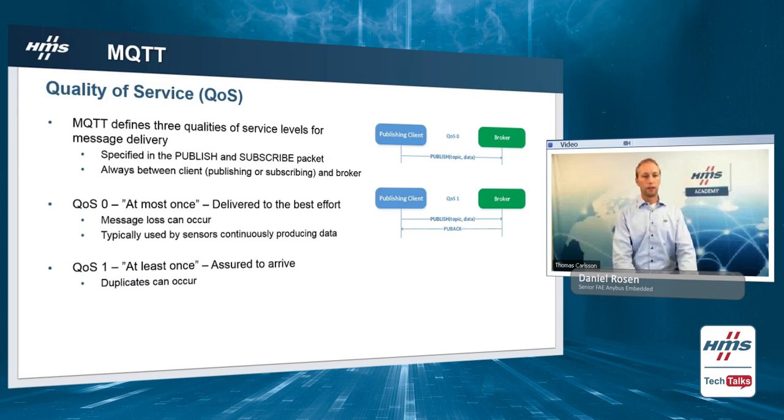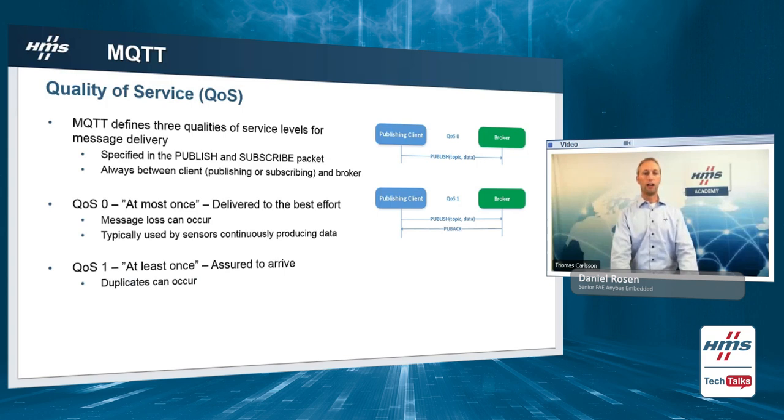Level 1. Here, it makes sure that a message is delivered at least once. It's guaranteed that the message will be delivered to the broker. However, there might be duplicates. So the publishing client will try to deliver to the broker until it gets an acknowledge from the broker.